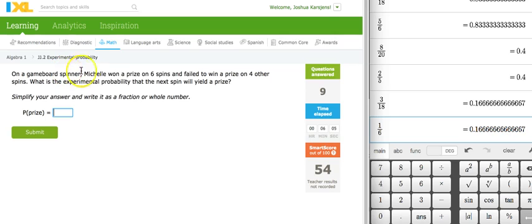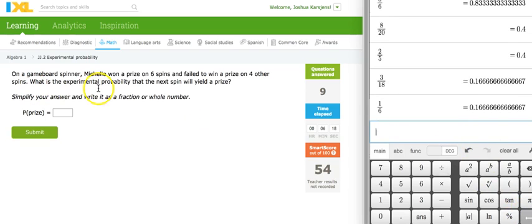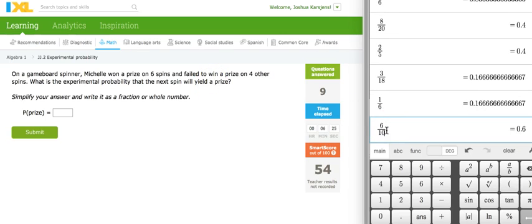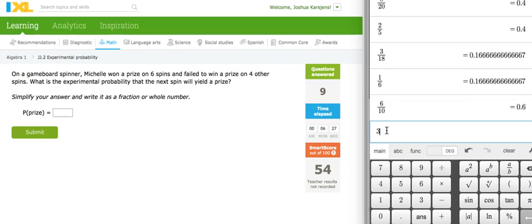Here we go. On a game board spinner, Michelle won a prize on 6 spins and failed to win a prize on 4 other spins. So we have wins and fails. So out of 10 this time. What's the probability that she will yield a prize? So she won 6 times and lost 4. So that's 6 out of 10, which is 3 out of 5.